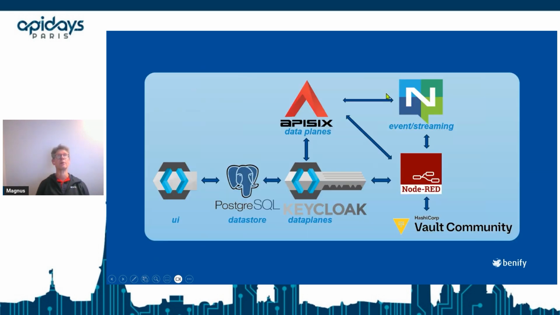Okay, next part. The puzzle is complete. We have APISIX as our API gateway. We have Keycloak as our IDP. We have NATS as our event streaming, and Node-RED for our data integration. And also you can see that we have HashiCorp Vault community. It's a secrets database, so we can store secrets in Node-RED. For instance, connection securities to NATS and to our backend systems. We are using the community version of the commercial HashiCorp Vault, which is available on GitHub, licensed under the MariaDB license.